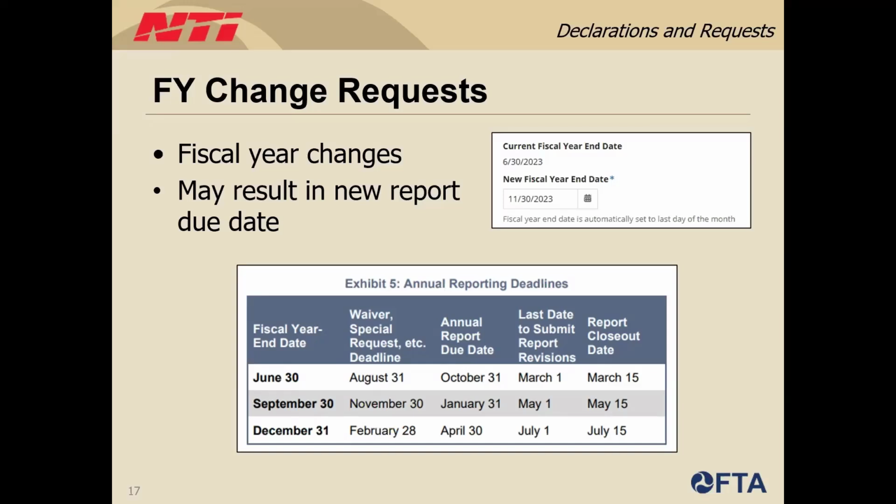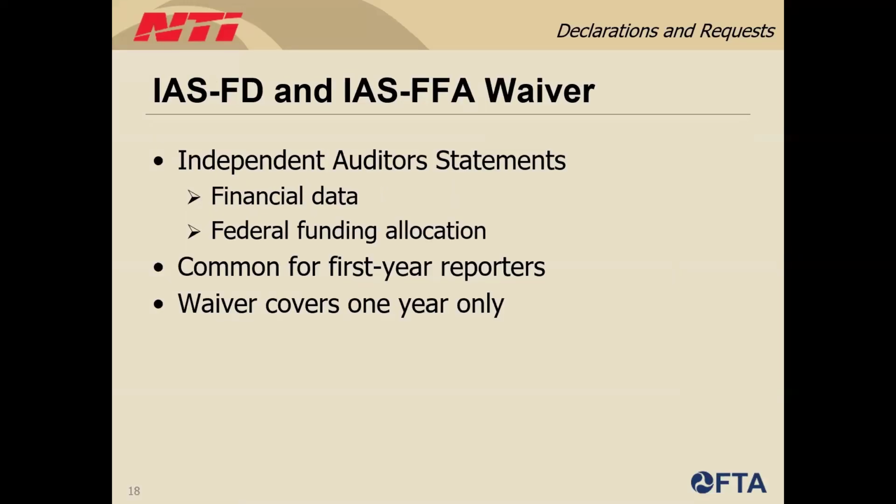The next request types we will discuss are IAS-FD and IAS-FFA waiver requests. Both of these are in reference to Independent Auditor Statements. One is for financial data, and the other is for federal funding allocation.